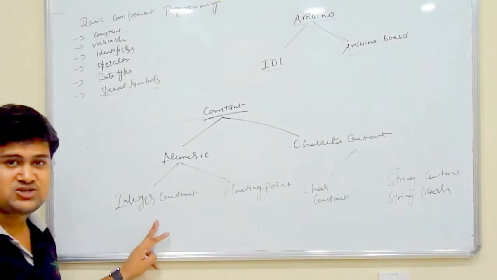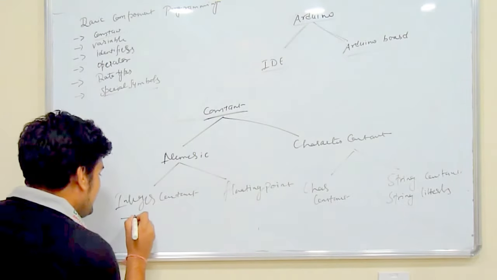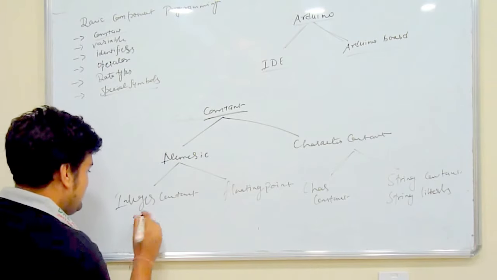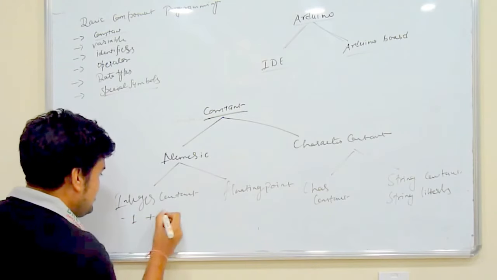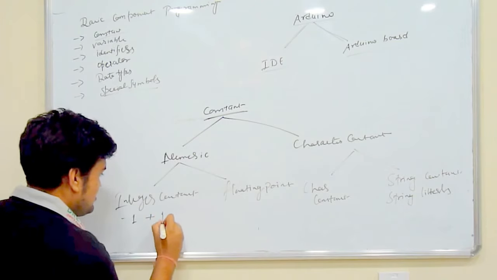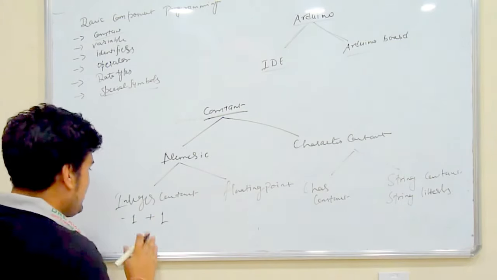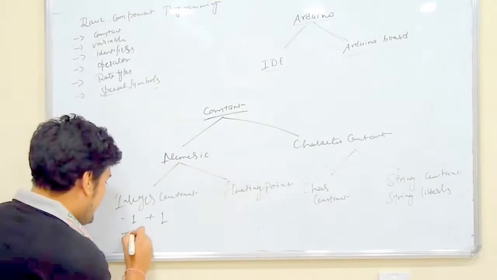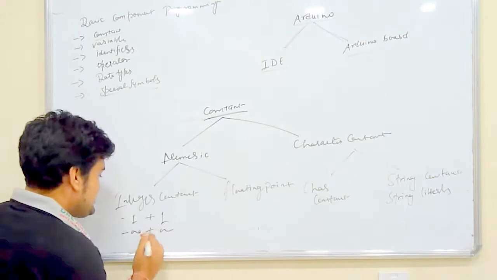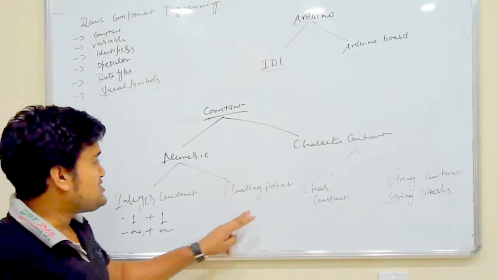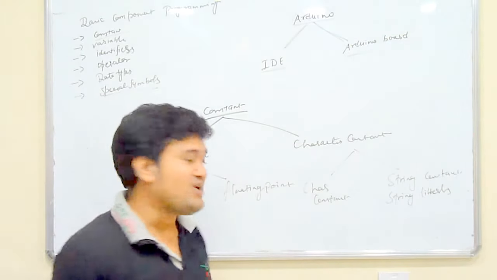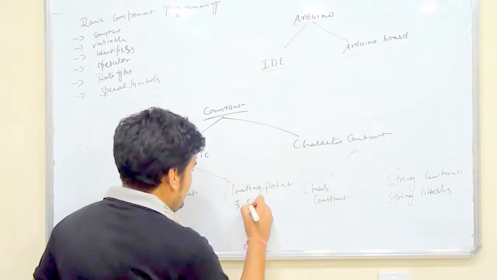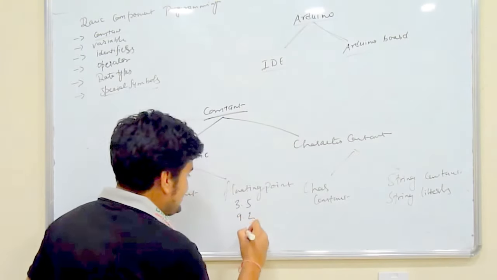What is the integer constant? Any value which varies between minus infinity and plus infinity is an integer constant. What is the floating point constant? The floating point constant means a constant that contains a floating value like 3.5, 9.2, etc.